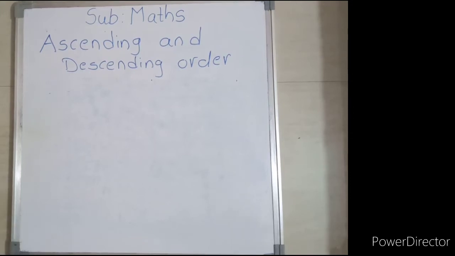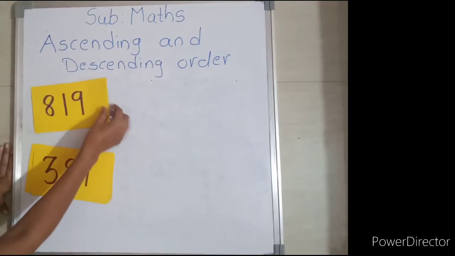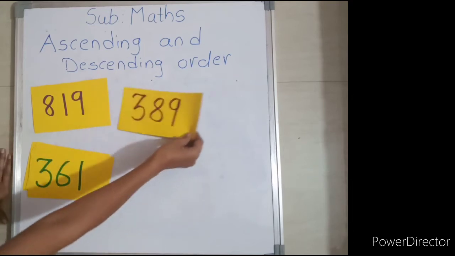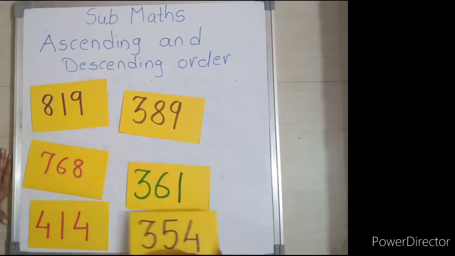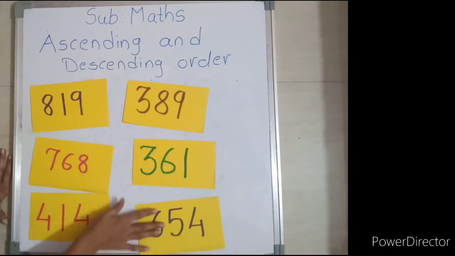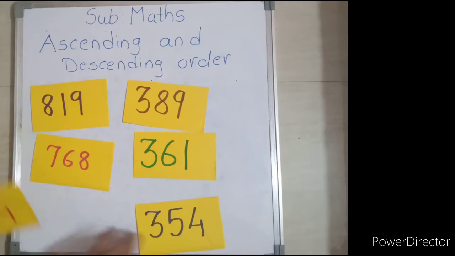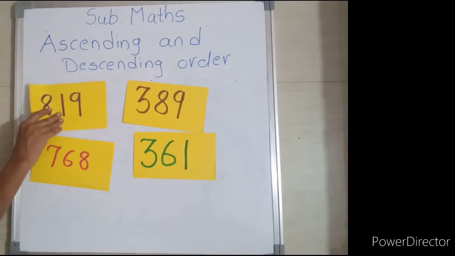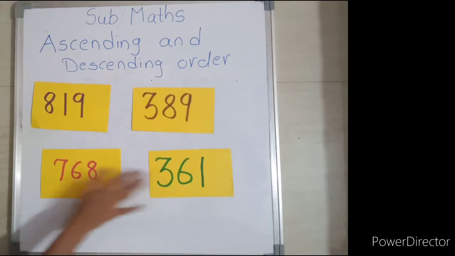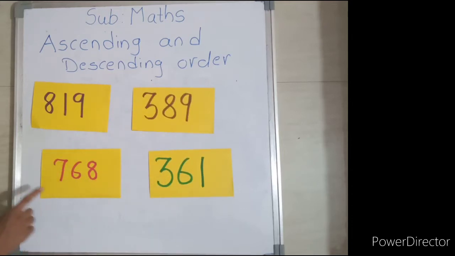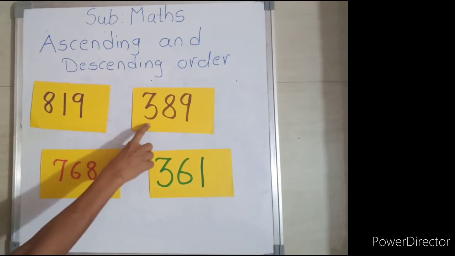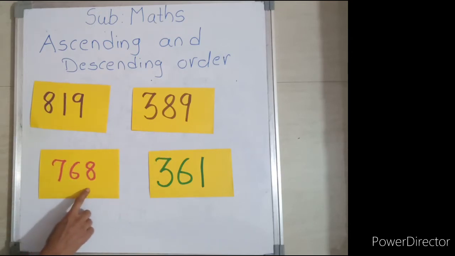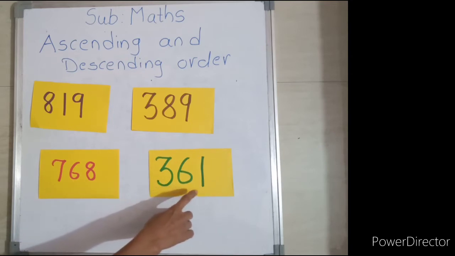Here I have some cards, these number cards. So by using these we will do one activity here. Okay. So first we will take only 4 cards. Now we have to arrange these numbers in ascending and descending order. So first we need to read the numbers. This is 819, 389, 768, and this is 361.